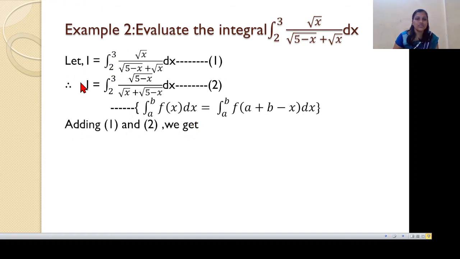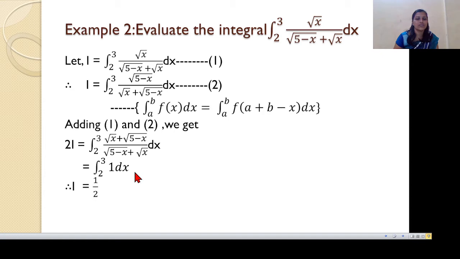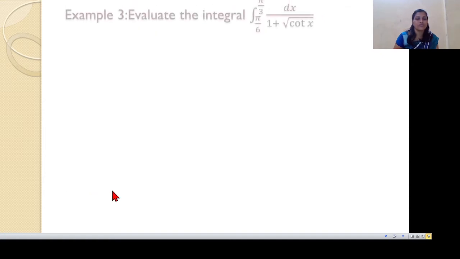So after adding these two terms, that is adding 1 and 2, we get in LHS I plus I, that is 2I, and in RHS integral 2 to 3 of (root x plus root 5 minus x) upon (root 5 minus x plus root x) dx. So this numerator and denominator term is same, so only one term remains here, that is 1. So we have to find integral 2 to 3 of 1 dx. So our final answer will be 1 by 2.